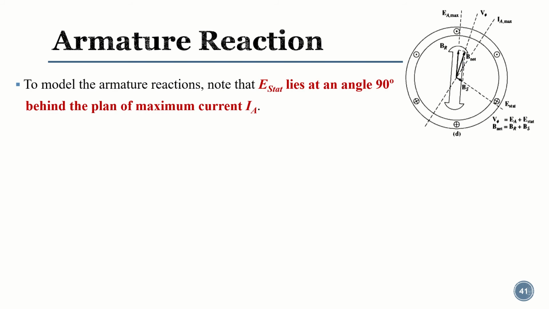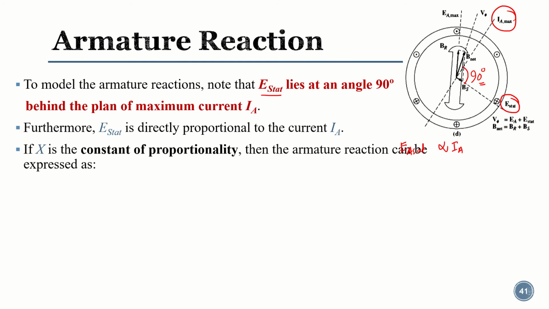Now if you look at the armature reaction diagram, the stator voltage lies at an angle of 90 degrees behind the IA, the stator current, because we assume an inductive load. So there is an angle of 90 degrees here. Because of this we also know that the stator voltage is proportional to the IA, and assuming an inductive load, we can write this as minus jX times IA, that the drop across this inductor will be minus jX times IA.